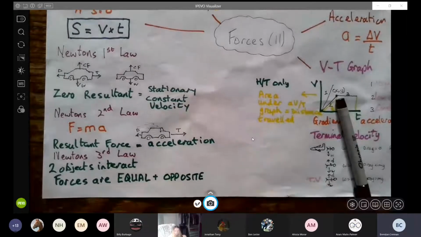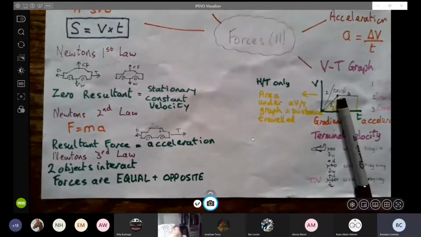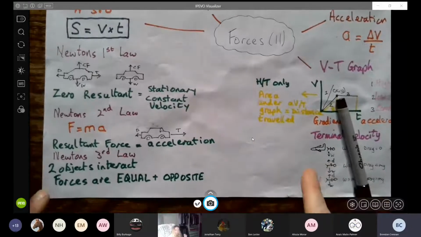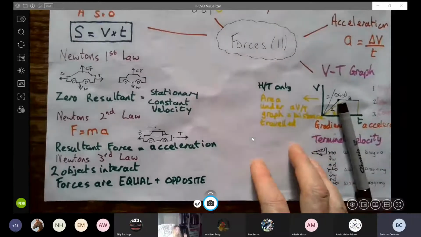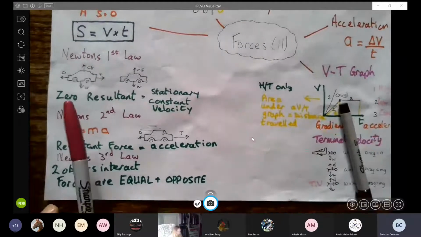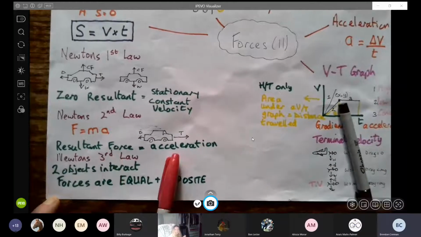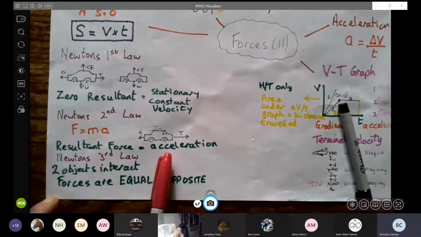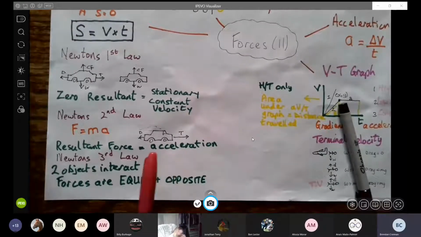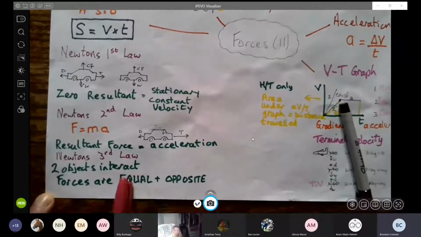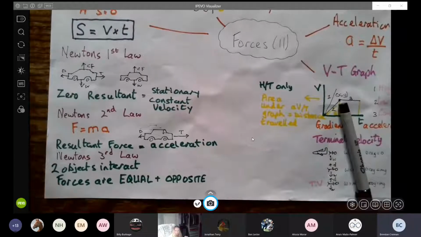And that is Newton's three laws. Ta-da! That is all you need for those three laws. Basically, the first law is zero resultant force: objects are stationary or at constant velocity. If there is a resultant force, the object must be accelerating. That also means slowing down, because acceleration means speeding up or slowing down, so basically a change in speed. And if two objects interact, their forces are going to be equal and opposite.